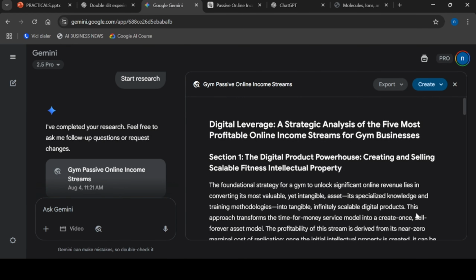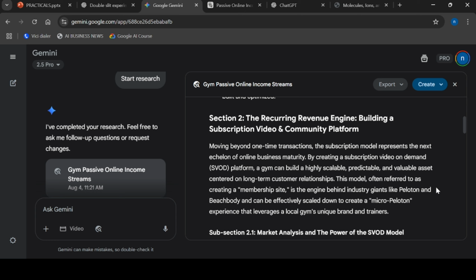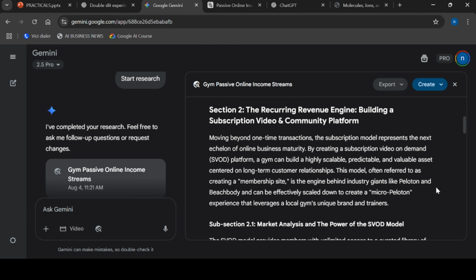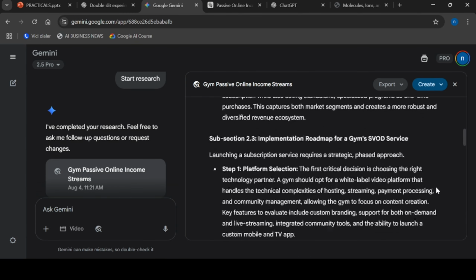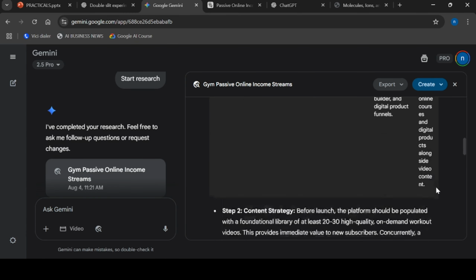here is building a subscription video or community platform. The recurring revenue, moving beyond one-time transaction. The subscription model represents the next echelon of online business maturity. By creating a subscription video on demand platform, a gym can build a highly scalable, predictable, and valuable asset centered on long-term customer relationship. This model, often referred to as creating a membership site, is the engine behind industry giants like Peloton and Beachbody, and can be effectively scaled down to create a micro Peloton experience that leverages a local gym's unique brand and trainers.